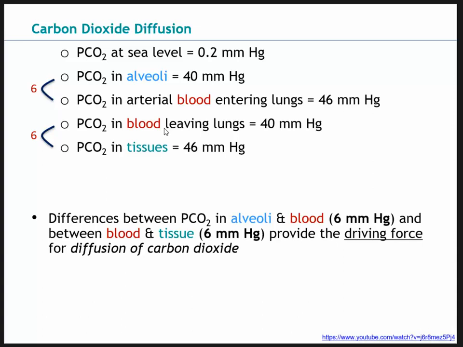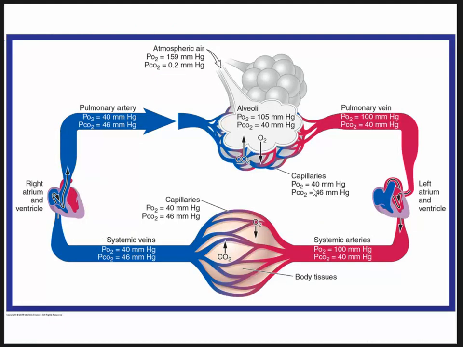There's less of a driving force for CO2 compared to oxygen because the membranes are much more permeable to carbon dioxide than they are to oxygen. So a 6 millimeter of mercury driving force for CO2 compared to the 65 millimeters of mercury pressure for oxygen. This video down here at the bottom also explains everything I just said, so you can watch that video on your own time. The video again just explains the cycle of oxygenation and the driving force that has to be present for diffusion.